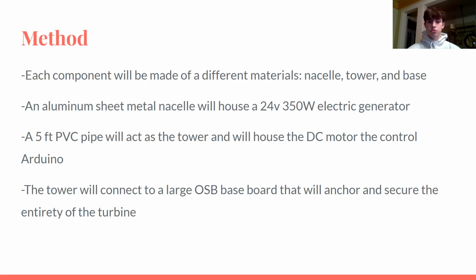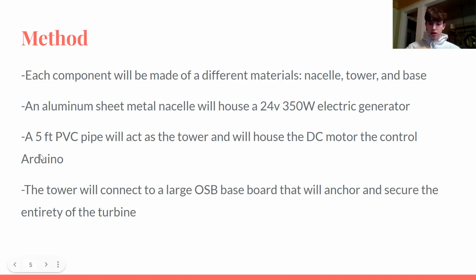That connects to the tower, which is kind of like the stalk part of it. The connection is a motorized ball bearing, so it can rotate on top to face the wind. The tower itself is made out of a 5-foot tall PVC pipe with a 4-inch diameter. That houses both the DC motor that motorizes the ball bearings and the control Arduino, which collects data from the generator to see how much energy it's producing, and also receives data from the anemometer. It calculates if it needs to rotate, and if so how much, and then sends that to the motor and adjusts accordingly.